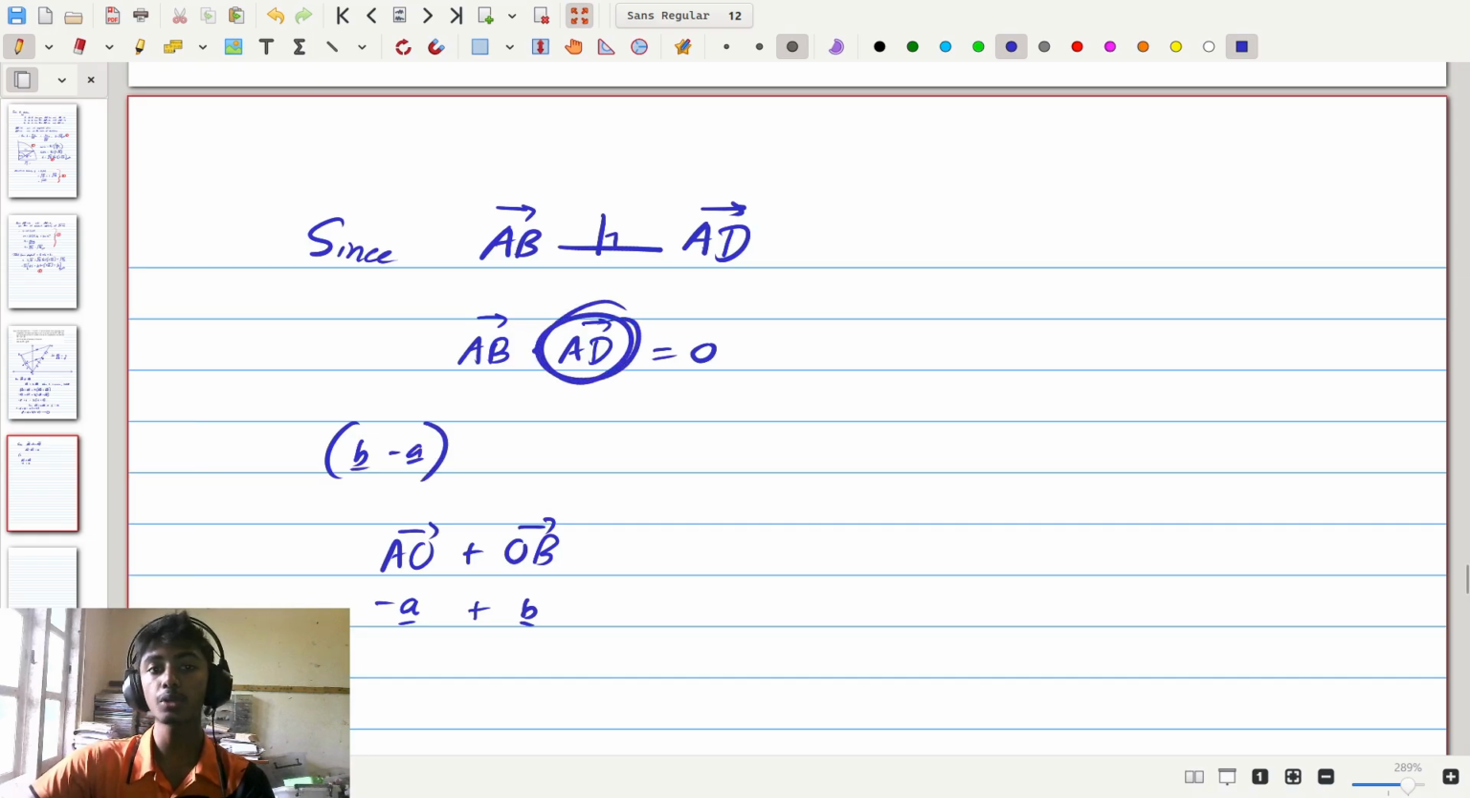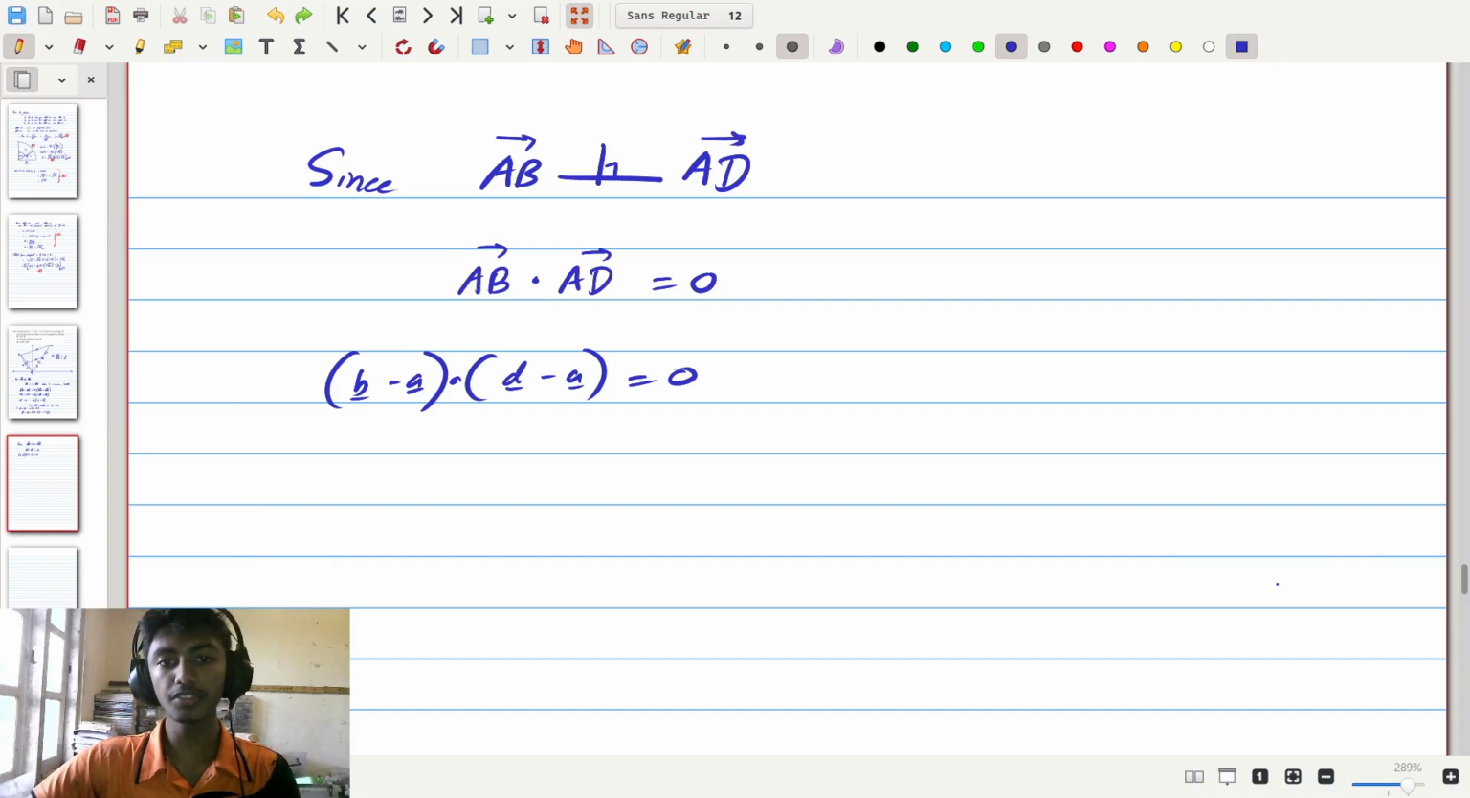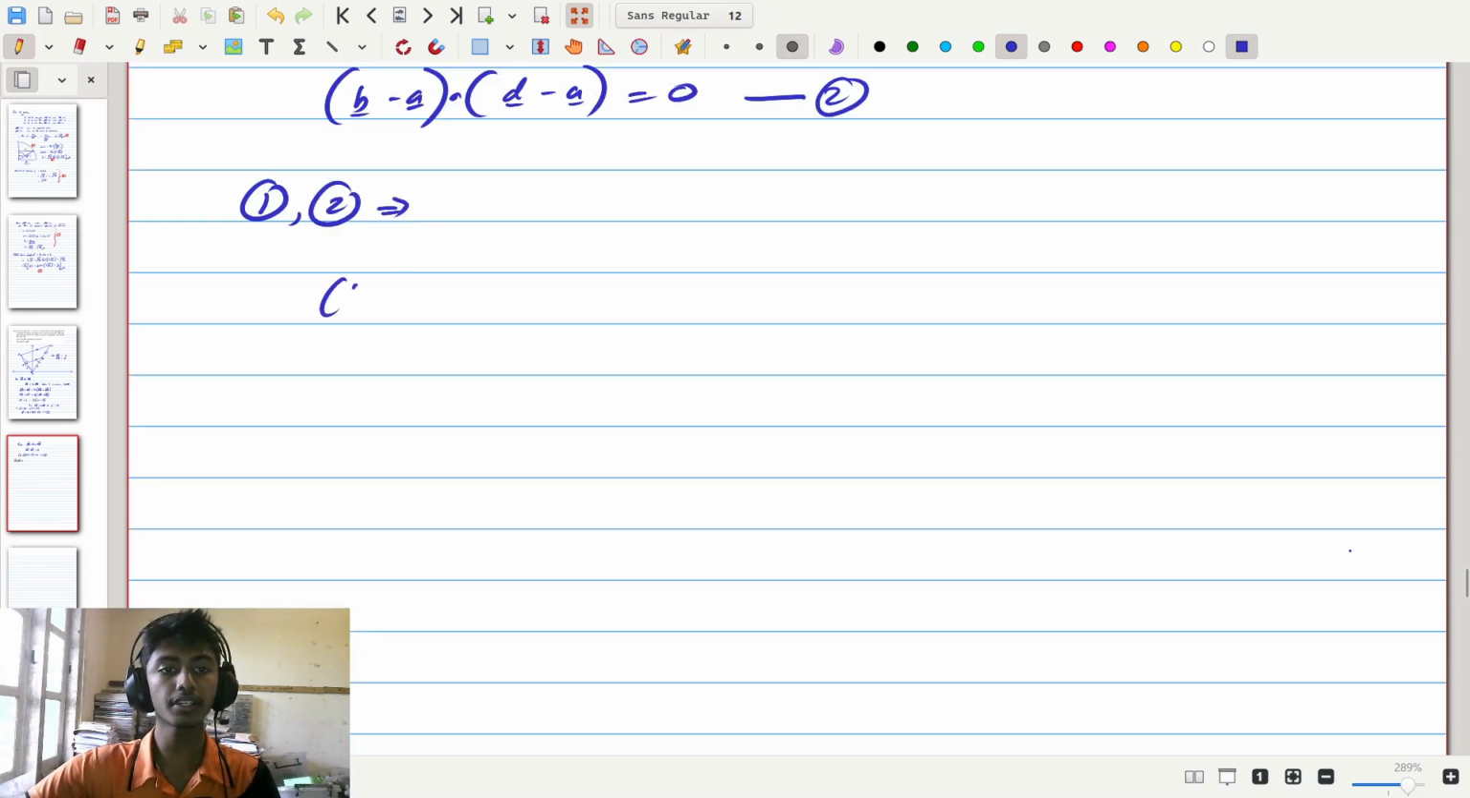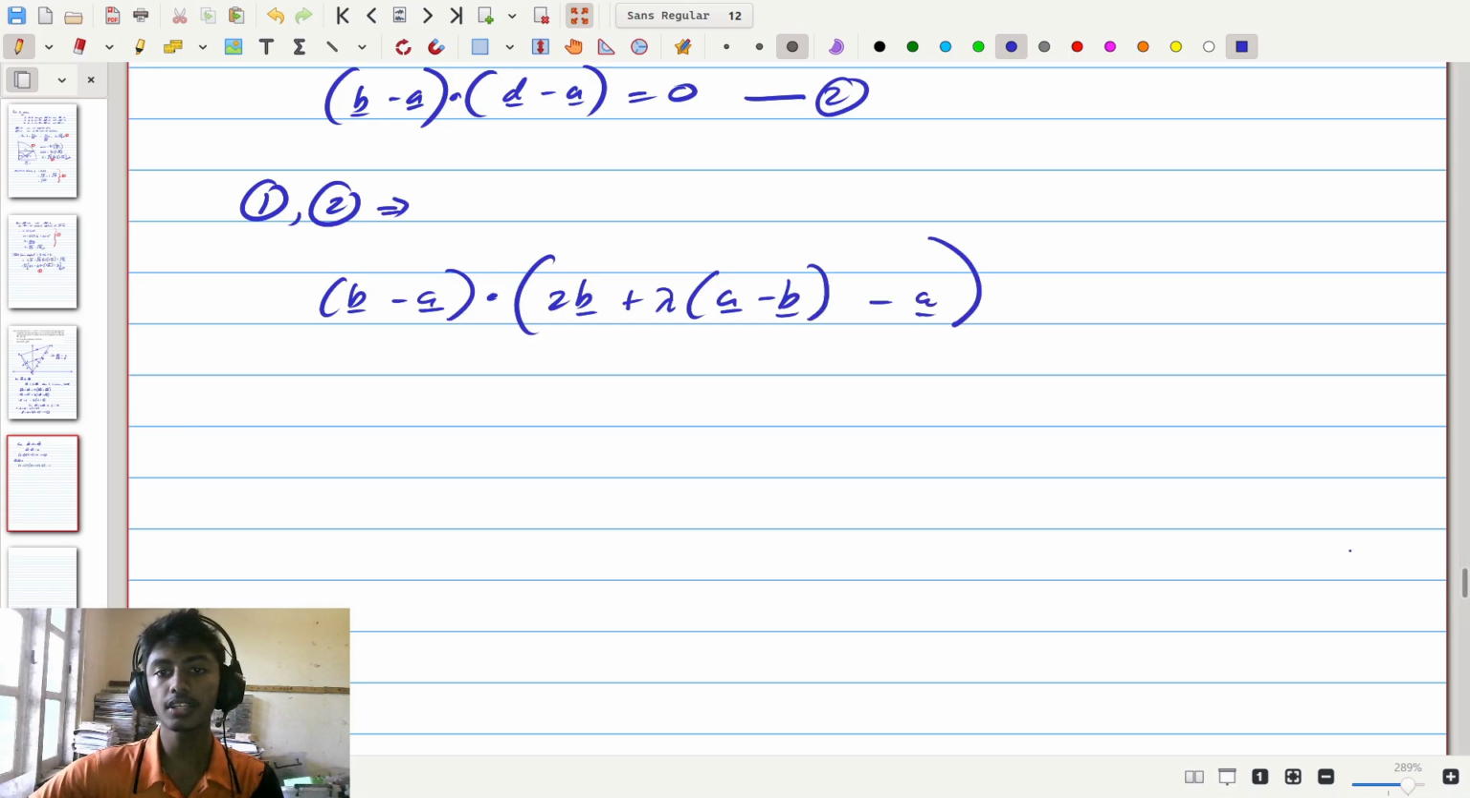Now similarly for the A to D vector, AD is simply AO plus OD, and AO is minus A vector and OD is plus D vector. So due to that I can substitute for that as well as D vector minus A vector, and that is equal to 0. Now I'm going to call this equation number 2, and what I'm going to do next is take equation number 1 and substitute it into equation number 2. So if I do that, I'm going to get B vector minus A vector dot product 2B vector plus lambda times A vector minus B vector minus A vector equals 0.